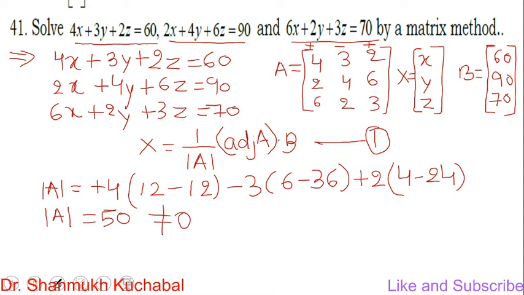It is not equal to 0. So we can write A inverse exists, and it has a unique solution. Okay, so further we have to calculate the adjoint. In equation number 1 we have calculated the determinant value, and the B matrix we have written here. So the adjoint of A we need to calculate here. Let us find the adjoint here.